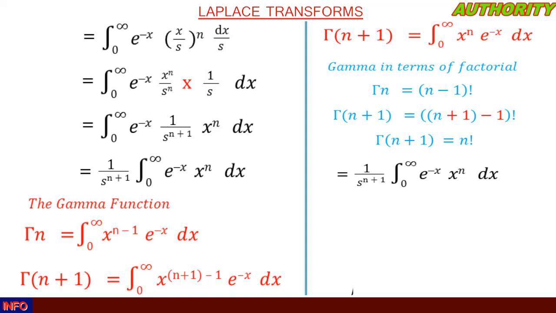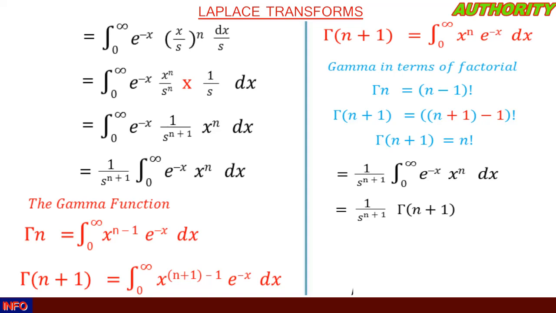Now look at this. In this place we have 1 all over s to the power of n plus 1, times the integral from 0 to infinity of x raised to the power of n multiplied by e raised to the power of minus x dx. Here we say that this integral is the same as the gamma function of n plus 1. Is the same as the gamma of what? N plus 1. Okay, good.